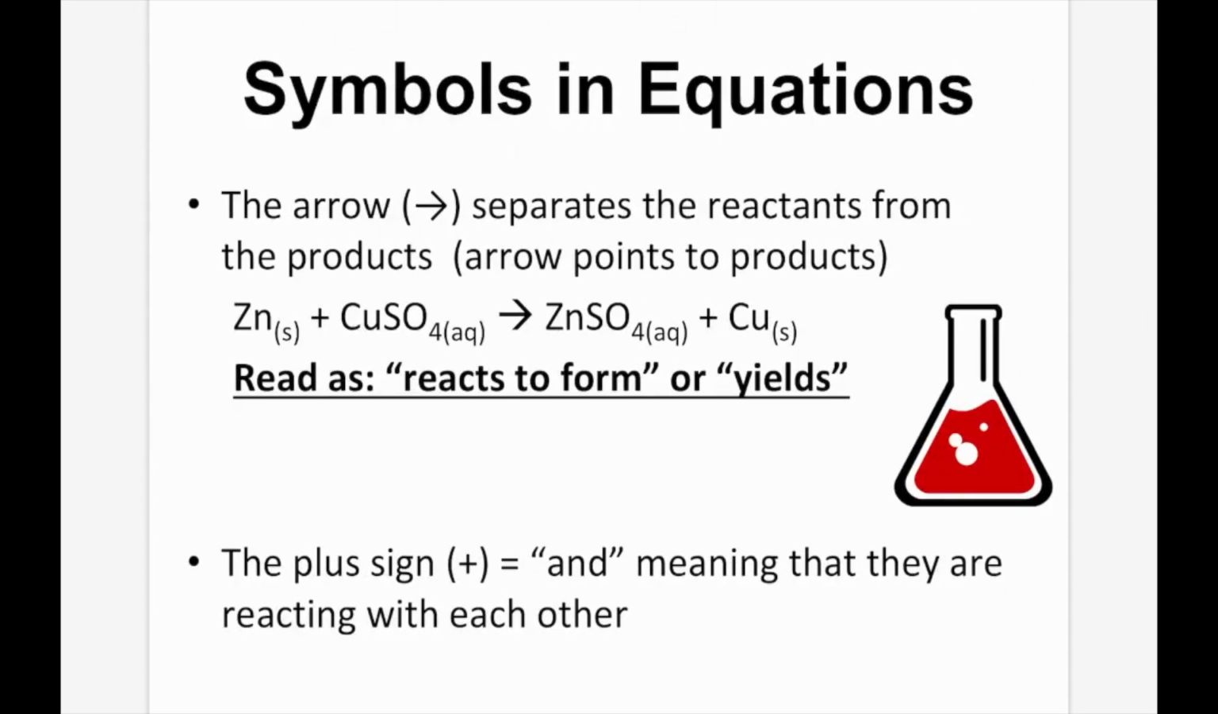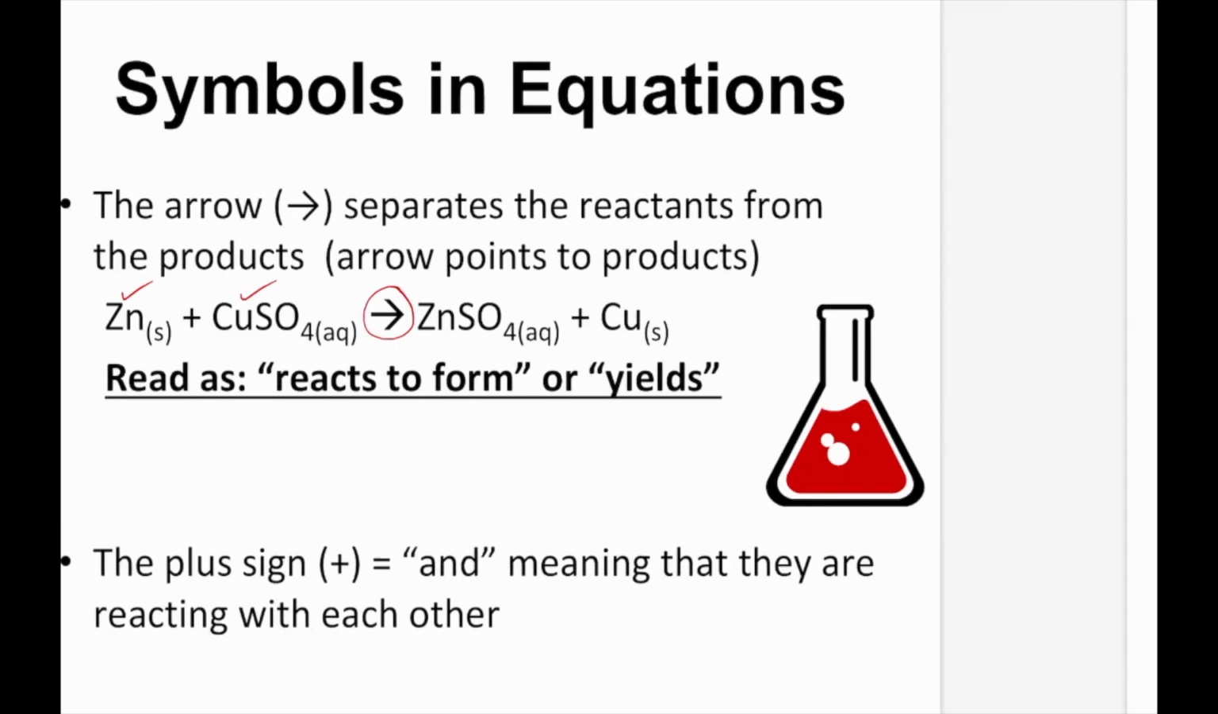Symbols and equations. The arrow separates the reactants from the products, so the arrow is going to point to the products. So for example, in the first one here, we're going to have zinc plus copper sulfate yields or produces zinc sulfate plus copper. So we're going to read this arrow as reacts to form or yields. The plus sign equals and, meaning that they are reacting with each other. So on the left-hand side, we have zinc plus copper sulfate, which yields zinc sulfate and copper.